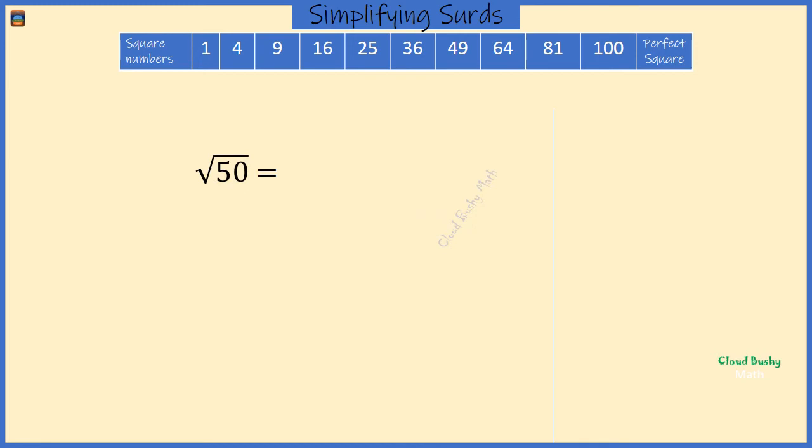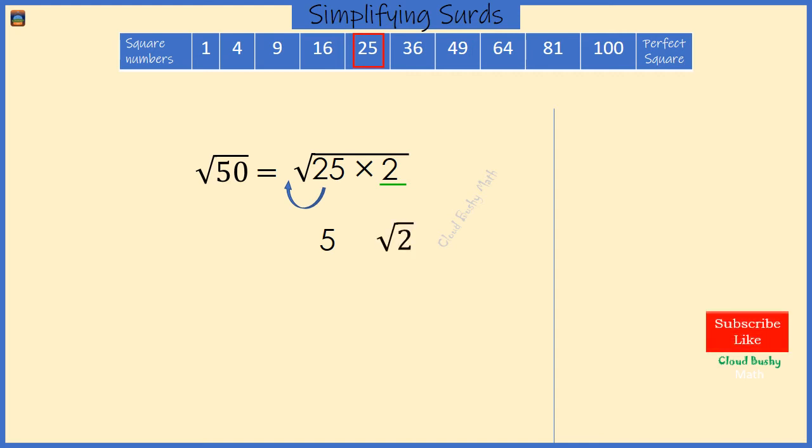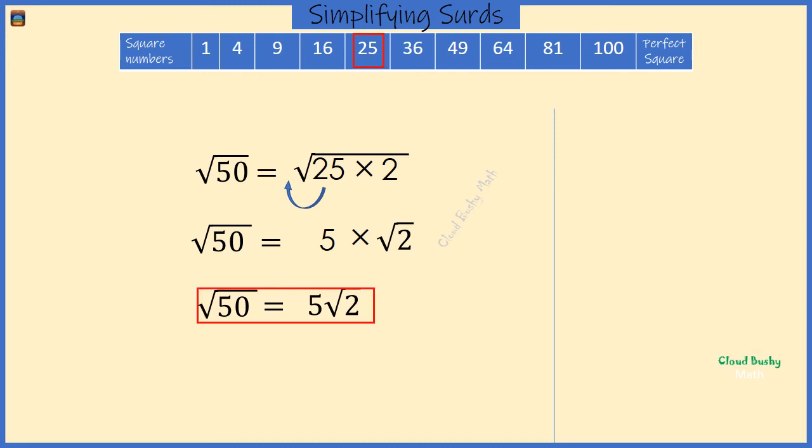Let's simplify the square root of 50. We need to break down 50 into 2 of its factors. One of the factors has to be a perfect square. We know that 25 times 2 gives us 50. So the square root of 50 is equal to the square root of 25 times 2. The square root of 25 is 5, so let's take 5 outside the square root sign. 2 remains inside the square root sign. 2 is not a perfect square, so it remains under the square root sign. That means the square root of 50 is equal to 5 times root 2. That is 5 root 2.